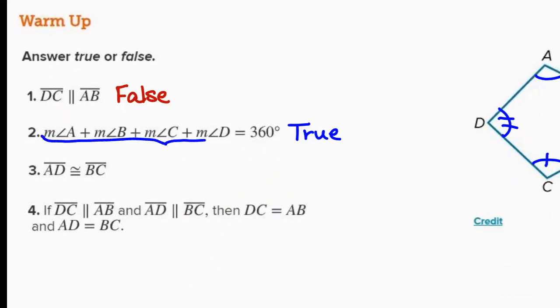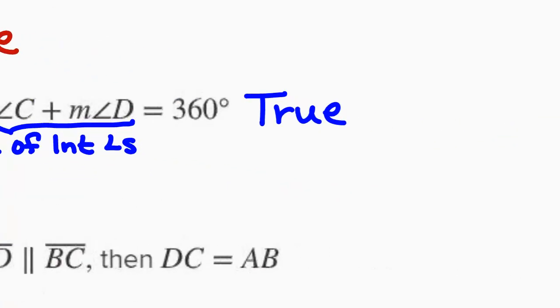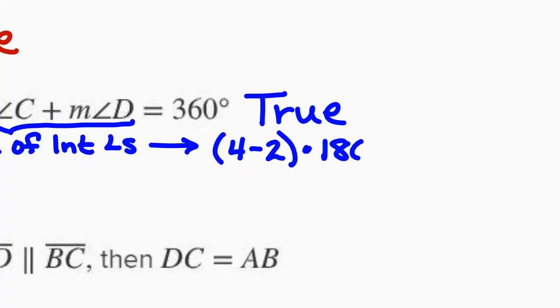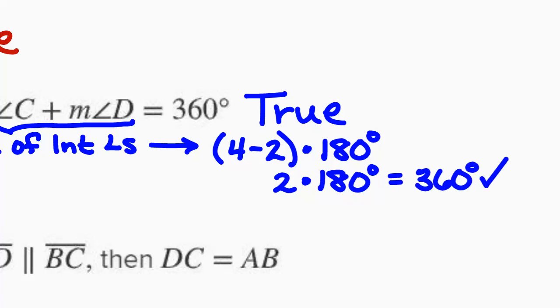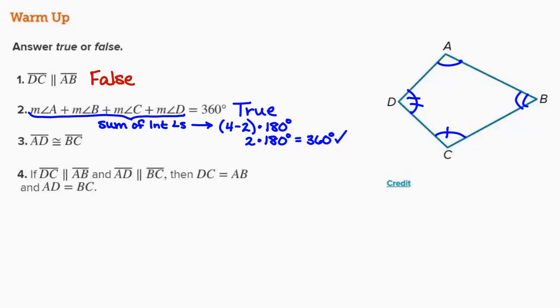This right here is the sum of the interior angles. And for the sum of the interior angles of a figure, we do the number of sides minus 2 times 180 degrees. Well, 4 minus 2 is 2, and 2 times 180 is equal to 360 degrees. So any kind of quadrilateral, any kind of four-sided figure, the sum of those angles on the inside is 360 degrees.